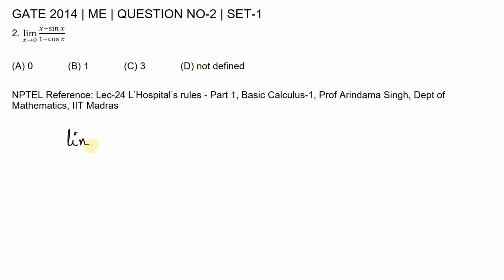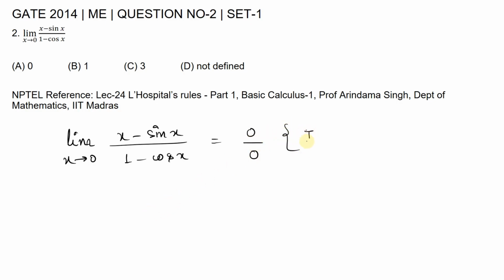So let's write down the limit here. Limit x tends to 0, (x minus sin x) upon (1 minus cos x). Now if we substitute the value of x in this given limit, we'll get 0 upon 0. That is an indeterminate form, right? Now these indeterminate forms can be solved using L'Hopital's rule. So let's see what L'Hopital's rule is.